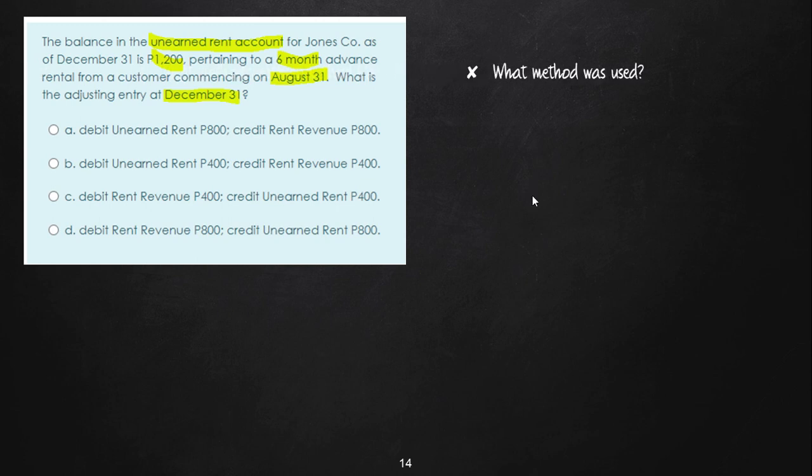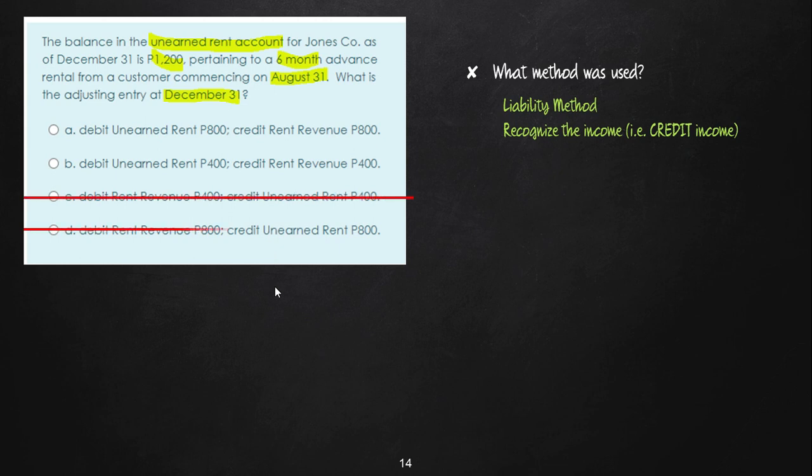Okay, so first question. What method was used? Remember, that's unearned rent account. So kay unearned rent account man, the method used is the liability method. Okay? And what is the rule, class? What will our adjusting entry be like if the business uses the liability method? Then kung liability method gani, we have to recognize the income or credit the income. So pagitaon nato sa choices, asa man ani ang dili income ang gi-credit, atong tangtangon from our choices. No? Kay it cannot be the correct answer. So ang ibilin na lang are only two choices whereby gi-credit niya ang income.